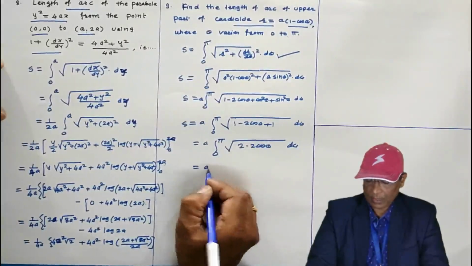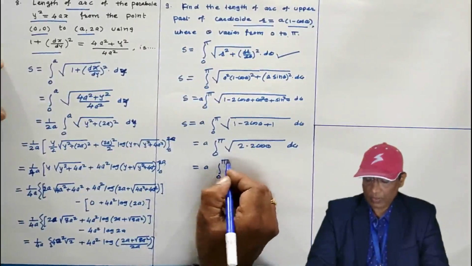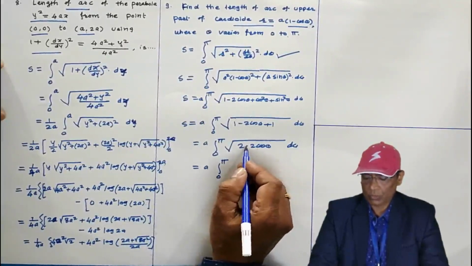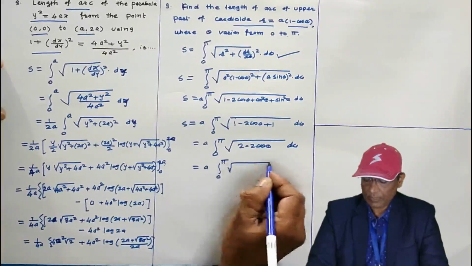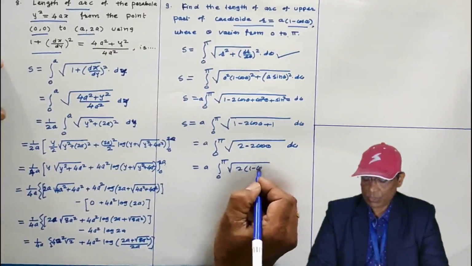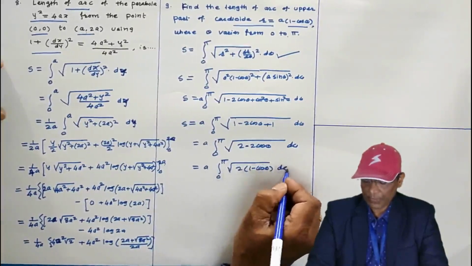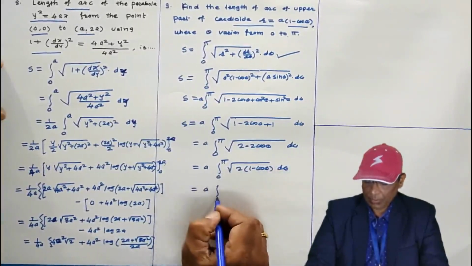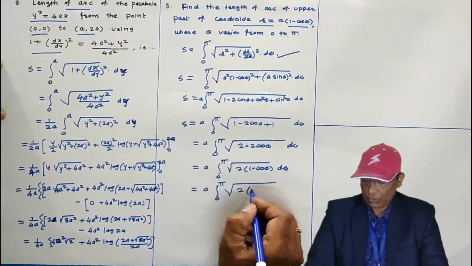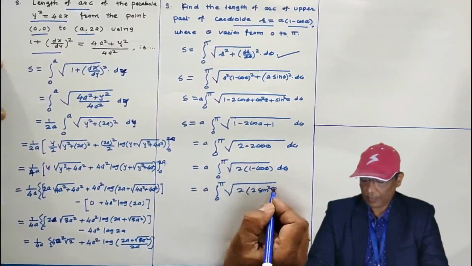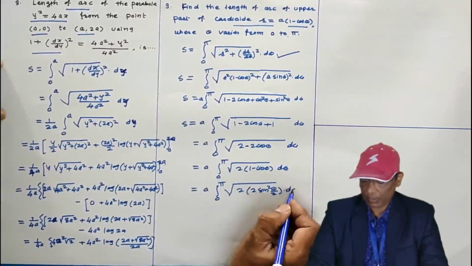Then the integral from 0 to pi, 2 into 2 is 4, under root 2 minus 2 cos theta. Take 2 common. If you take 2 common, then 1 minus cos theta will remain in the bracket. And we have a trigonometric formula: 1 minus cos theta can be written as 2 sin square theta by 2. This is a trigonometric formula.